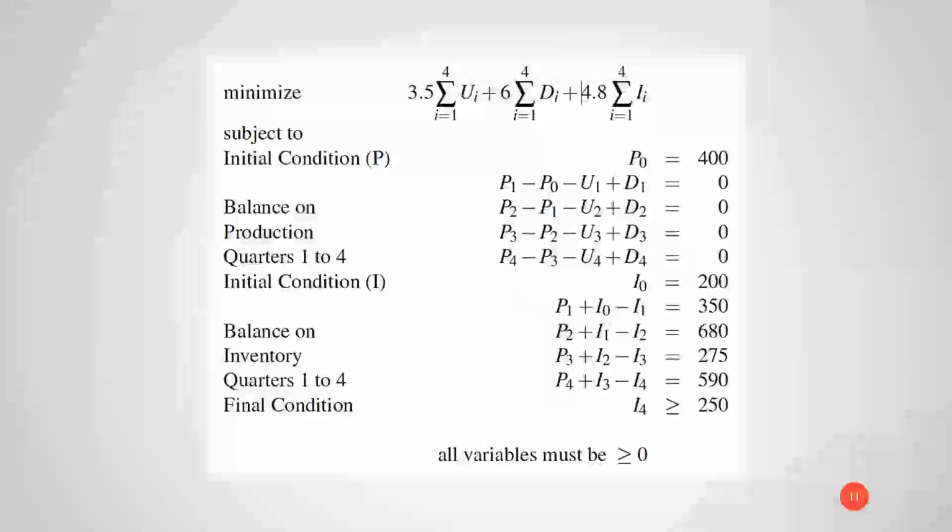So as you can see, this is the objective function we talked about, and then we have some initial conditions and the balance constraints for each quarter for considering the production and also the inventory. Very easy, and all variables must be equal to or greater than 0 as well.